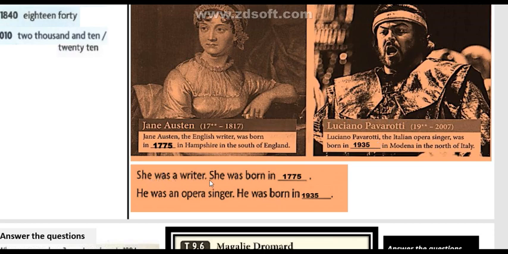She was a writer. She was born in 1775, here Jane Austen. He was an opera singer, here Luciano Pavarotti. He was born in 1935. Now let me shift into Arabic.